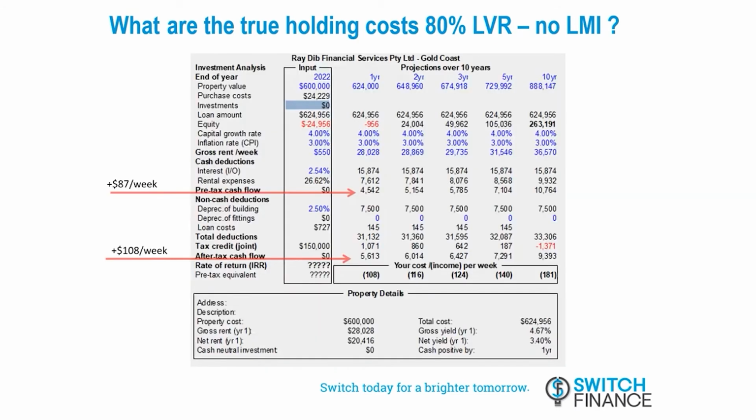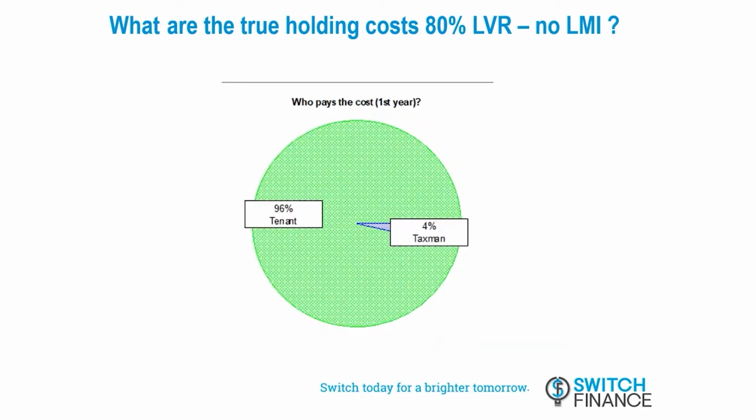And that's just a little pie chart of who's actually paying the costs in the first year. So 4% is covered by the tax man, 96% by the tenant. Obviously, if interest rates were to jump up considerably, that pie chart may change and there'd be a piece in there that is red, which is what your hold costs would be.